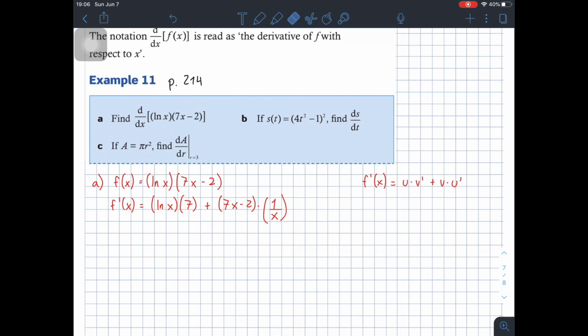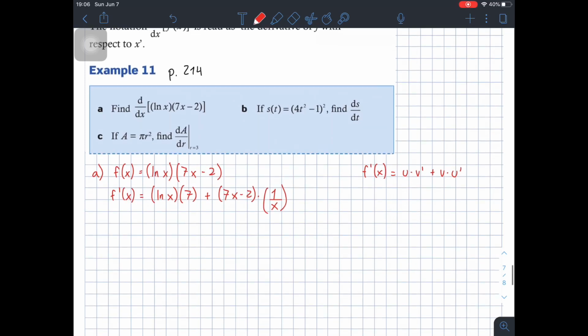I'm going to use the notation that the exercise gives. I'm going to write this as the derivative with respect to x of this function, natural logarithm of x times 7x minus 2, is equal to 7 times natural logarithm of x plus 7x minus 2 divided by x.